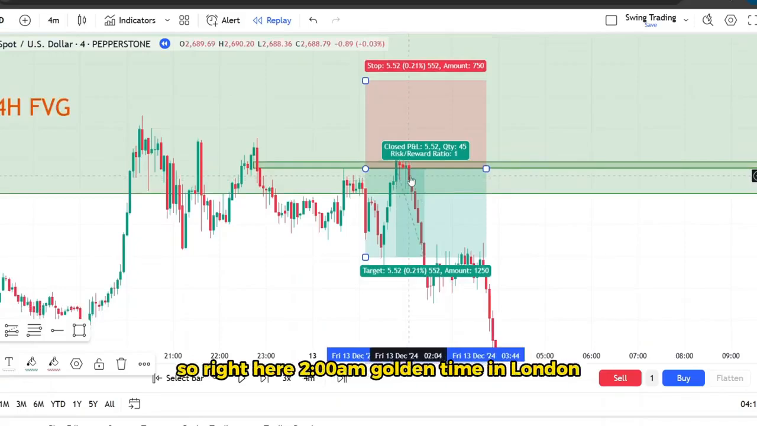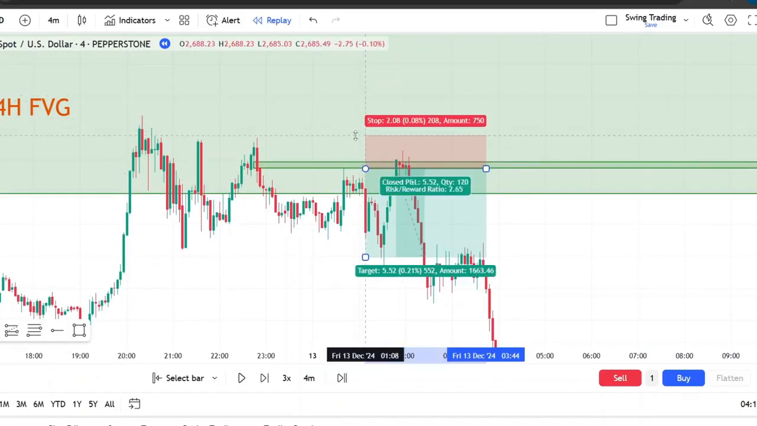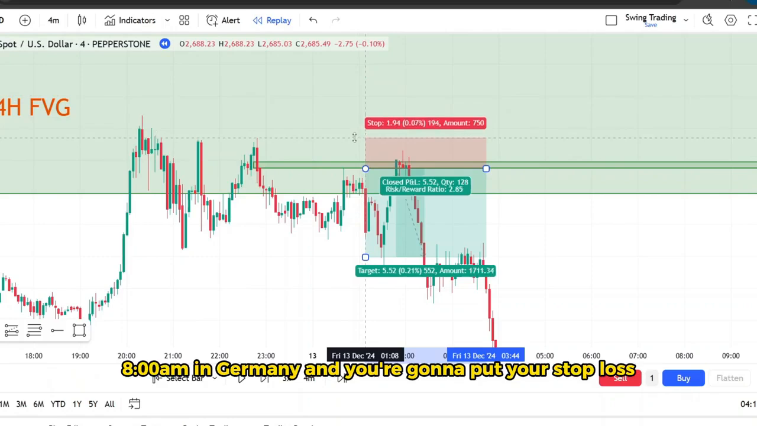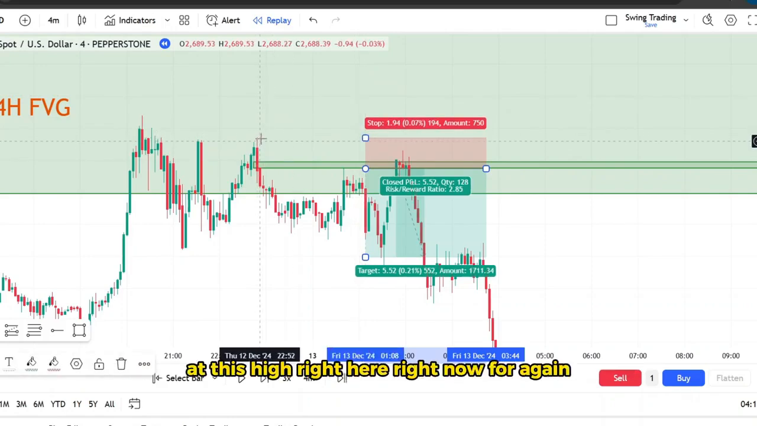So you can take that entry, or you can get the higher probability, I guess higher volatility, higher volume entry during London, right? So right here, 2 a.m. golden time in London. I think that's 7 a.m. in the UK, 8 a.m. in Germany. And you're going to put your stop loss at this high right here, right?